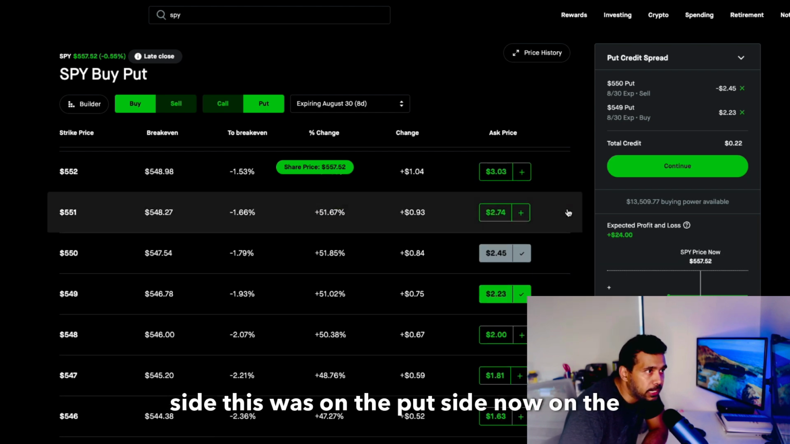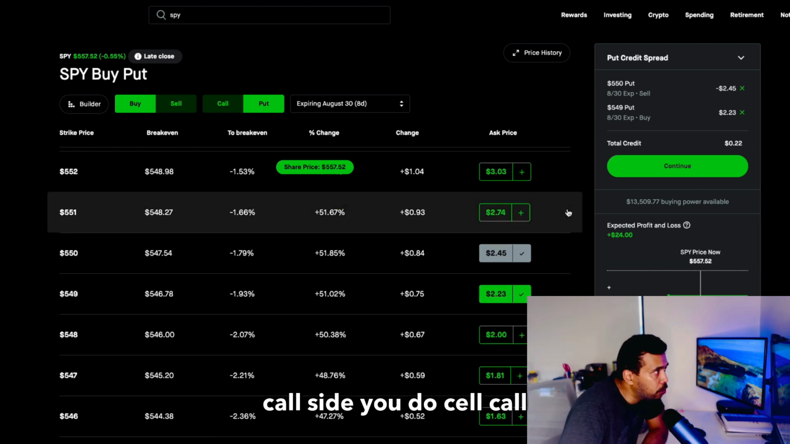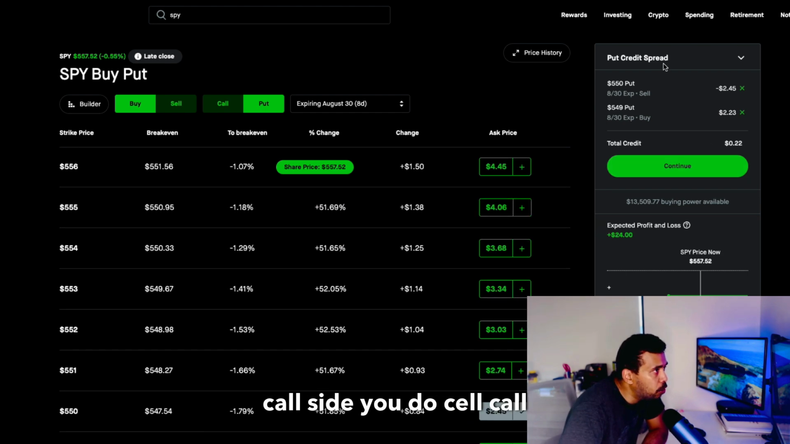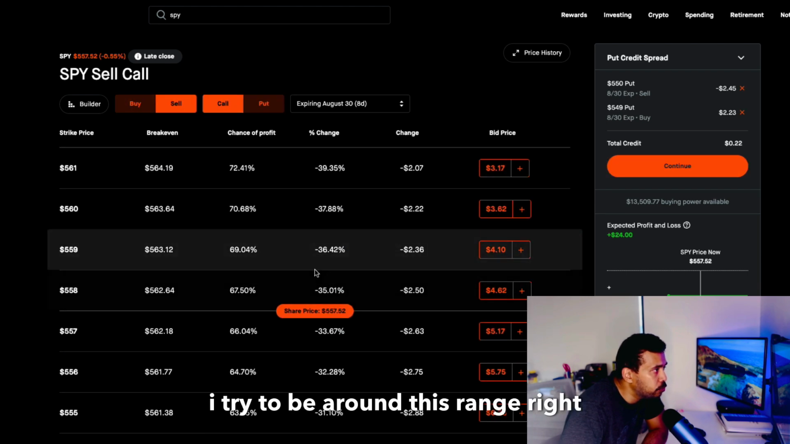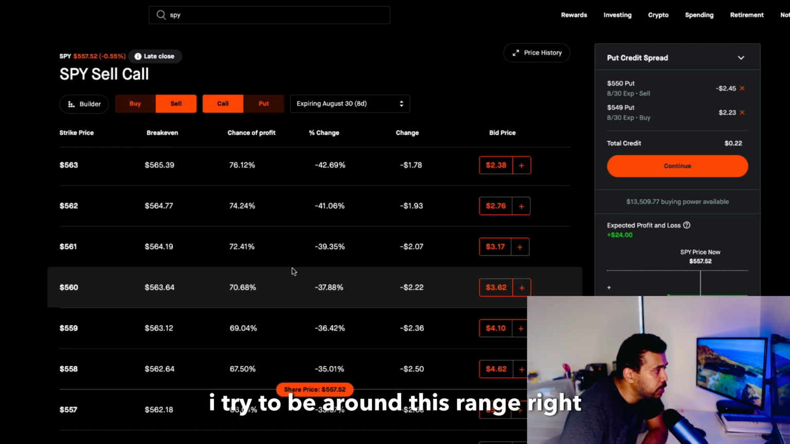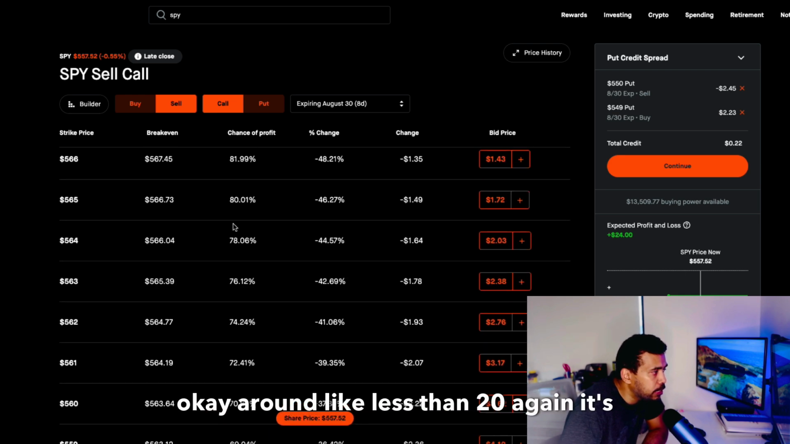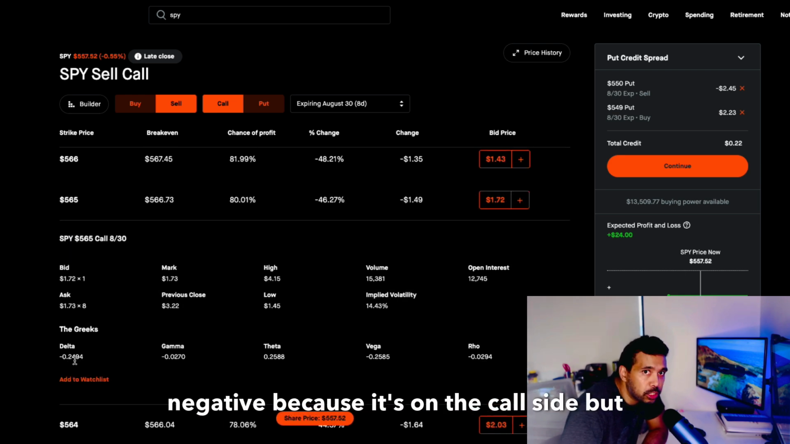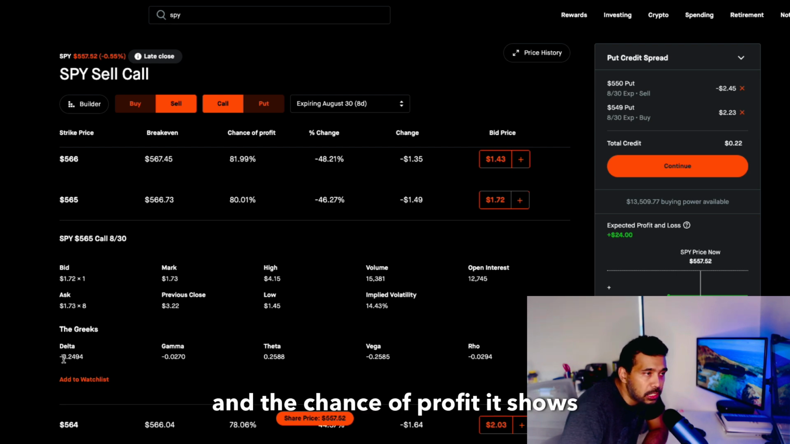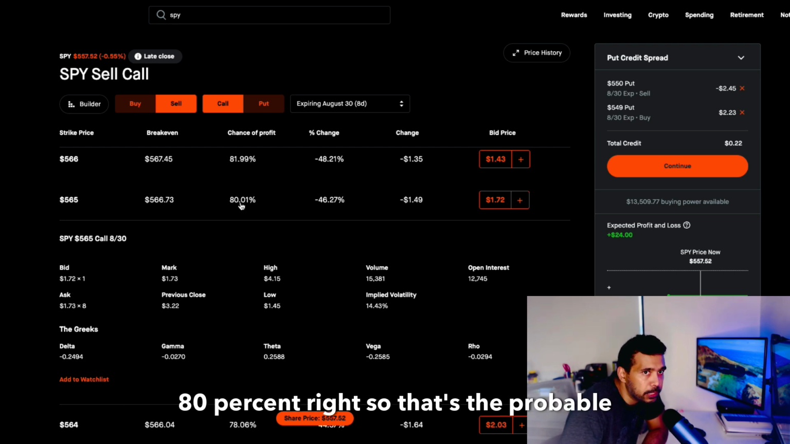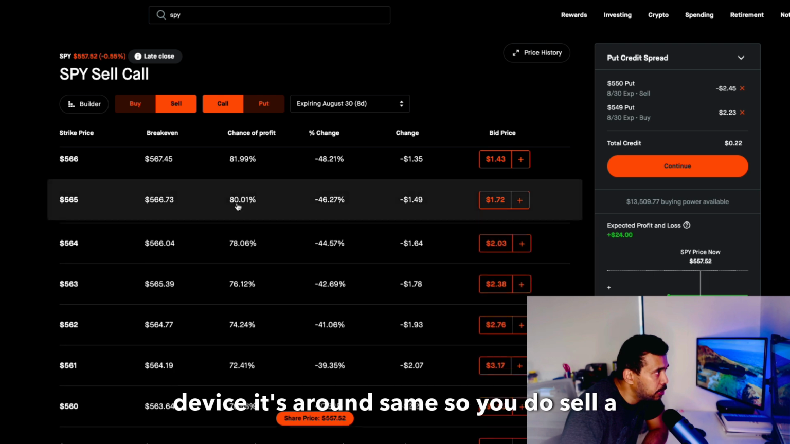Now on the call side, this was on the put side. Now on the call side, you sell a call. Same thing. I try to be around this range, right? Around less than 20. Again, it's negative because it's on the call side, but it's the same thing probability-wise, and the chance of profit shows 80%, right? So probability-wise, it's around the same.